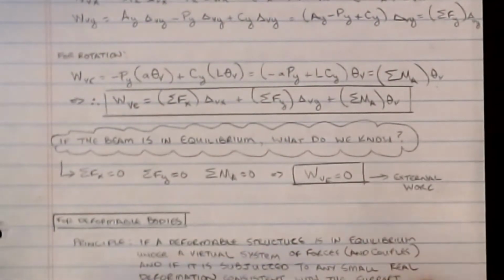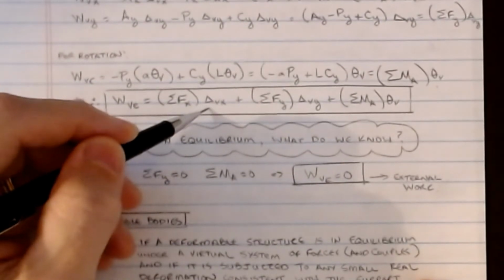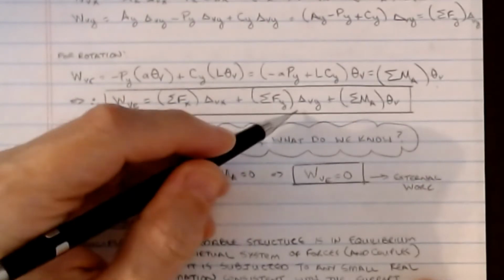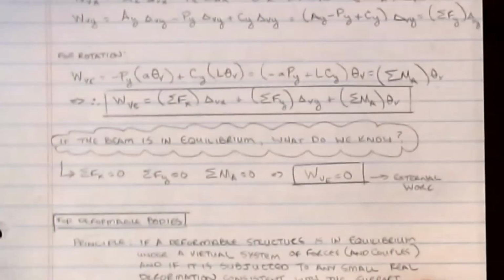So the external work that's being done on this system is the sum of forces in the x times the rigid body displacement in the x, plus the sum of forces in y times the rigid body displacement in y, plus the sum of the moments times the rigid body rotation.